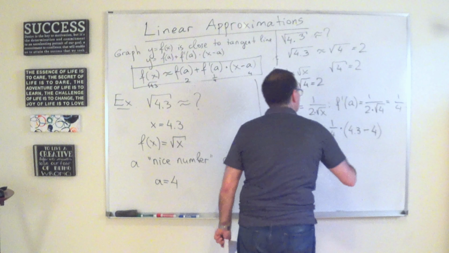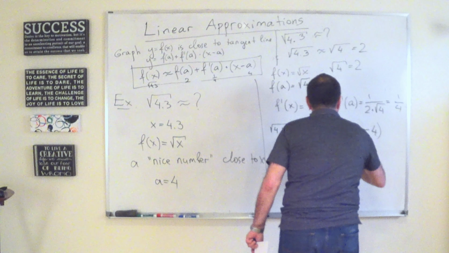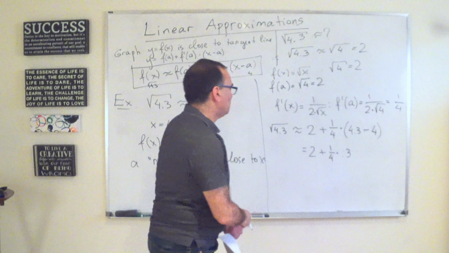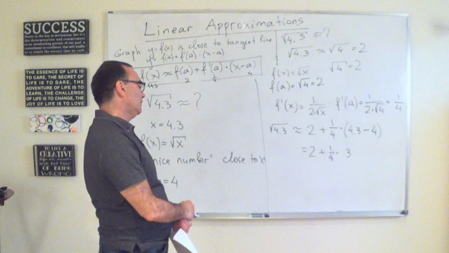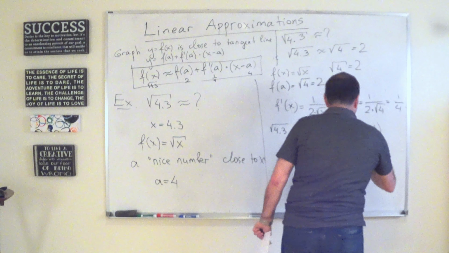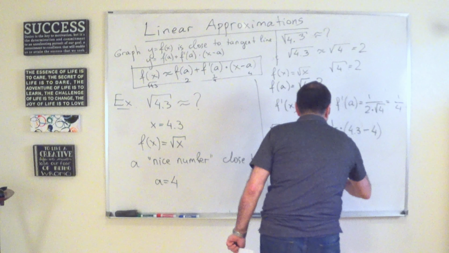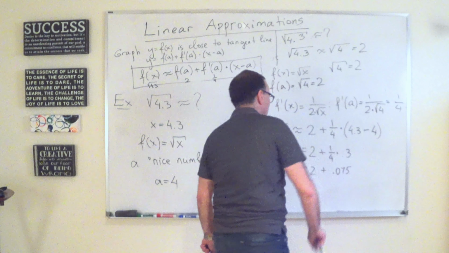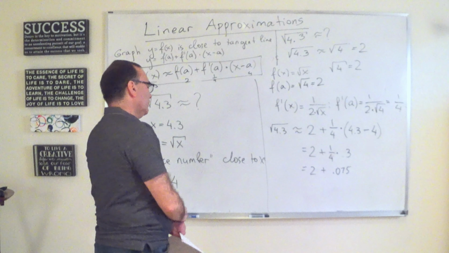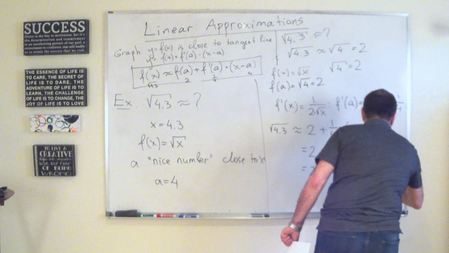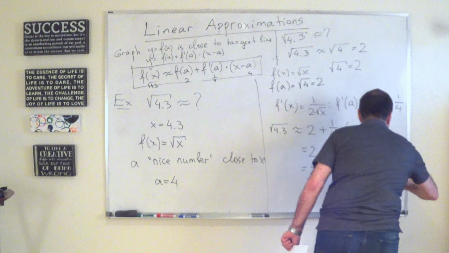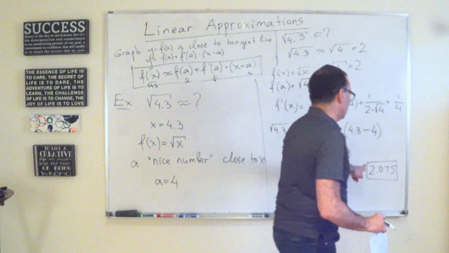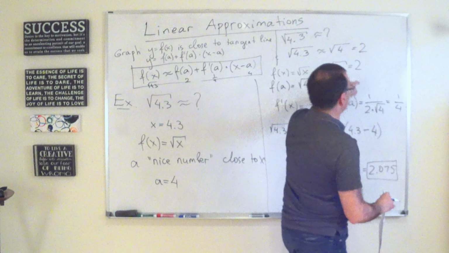It's 2 plus 1/4 times, and 4.3 minus 4 is just 0.3. So 1/4 times 0.3 is 0.075. I think it's 3/4, only 1/10 of 3/4, and therefore it's 2.075. Indeed, it was slightly larger than 2, but now we have a much better approximation than just 2 itself.